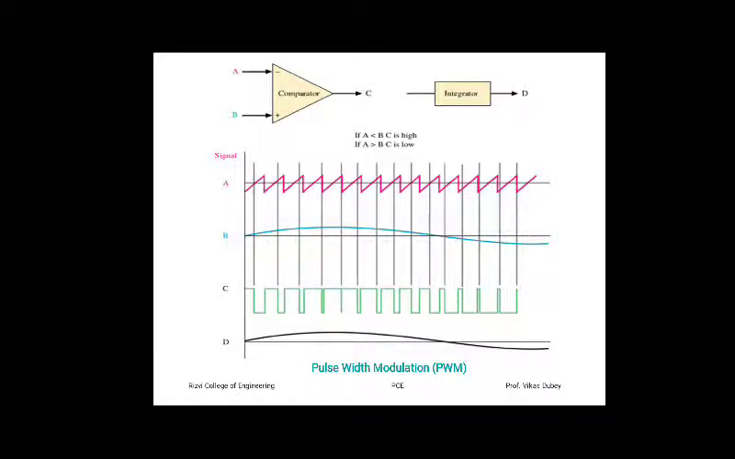Now here you can see A and B are two signals. A and B are applied to the comparator. If A is less than B, C is high. If A is greater than B, C is low, and that can be applied to the integrator, and we can get the pulse width modulation output. So comparator and integrator are two circuits used to generate the pulse width modulation signal. B is the modulating signal, A is your square pulses or triangular pulses we can say.